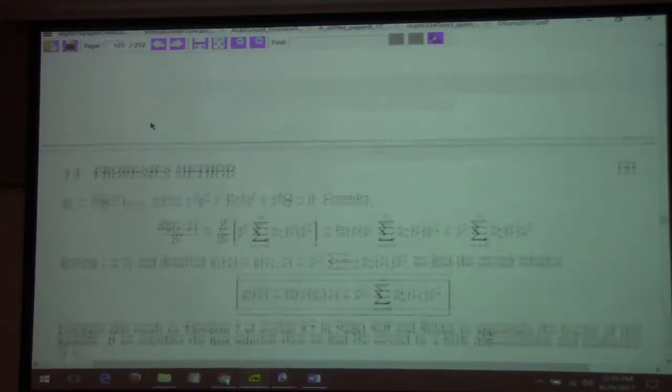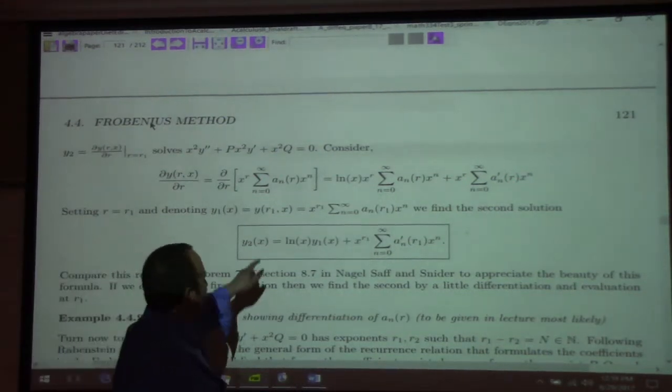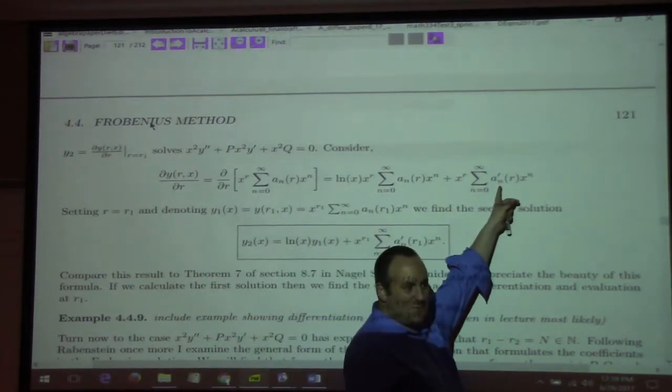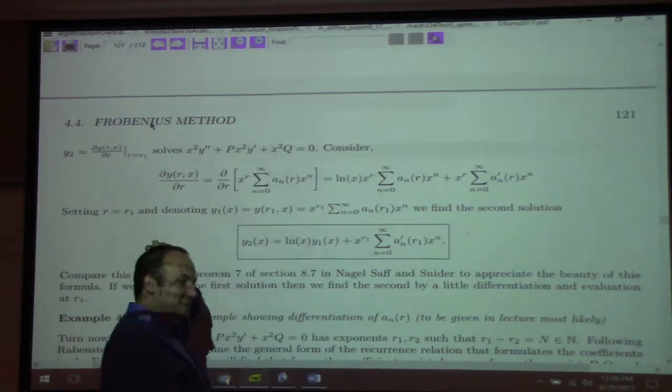Anyway, you can do the same thing for the Frobenius solution. In the repeated root case, if I have a Frobenius solution and I differentiate with respect to the parameter, you see what I get? I get log x times x to the r times this, plus x to the r times that. You end up differentiating the coefficients with respect to the index in the repeated root case.